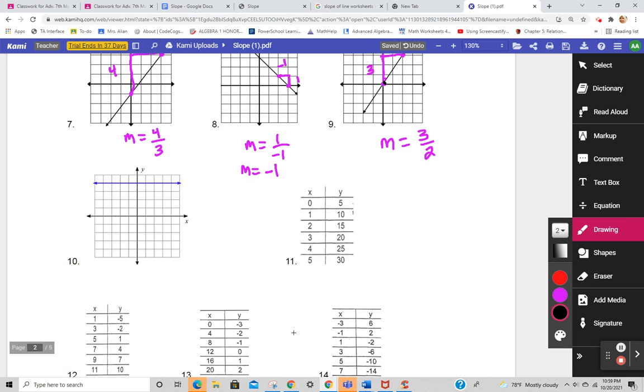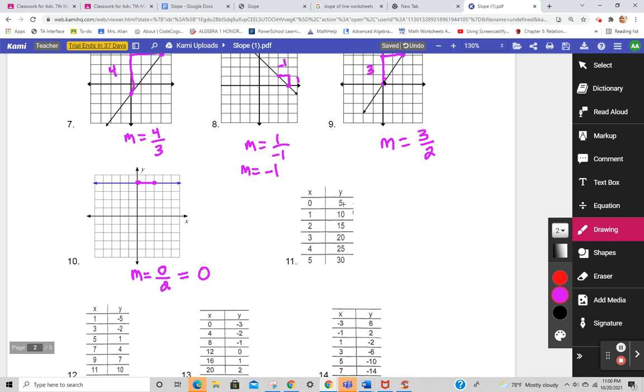All right, let's go to number 10. Let's find the slope of this line. We need to pick 2 points. Pick any 2 points. So let's pick this point and pick this point. Okay, so how much do I have to rise? I don't have to rise at all. So that means my rise is going to be 0. My run, 2 units. So then my slope M is 0 over 2. Well, 0 over 2 is just 0. So the slope of this line is 0.